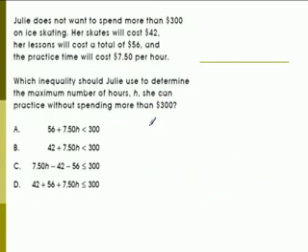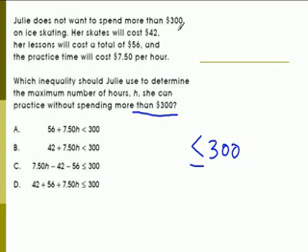All right, this is our last one. Julie does not want to spend more than $300 on ice skating. Her skates will cost $42, her lessons will cost a total of $56, and the practice time will cost $7.50 an hour. Which inequality should Julie use to determine the maximum number of hours she can practice without spending more than $300? Well, we know that she can spend up to $300, but she doesn't want to spend any more than $300. So we know that our inequality has to be greater than or equal to $300.